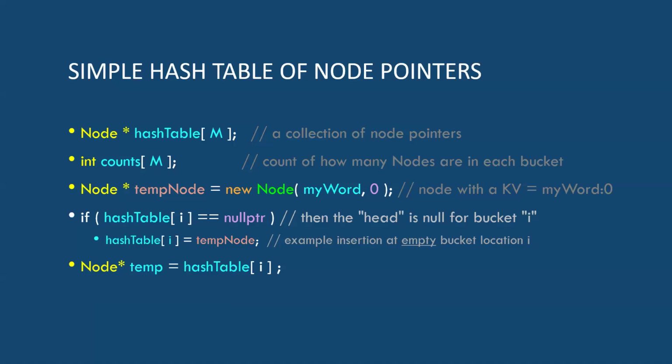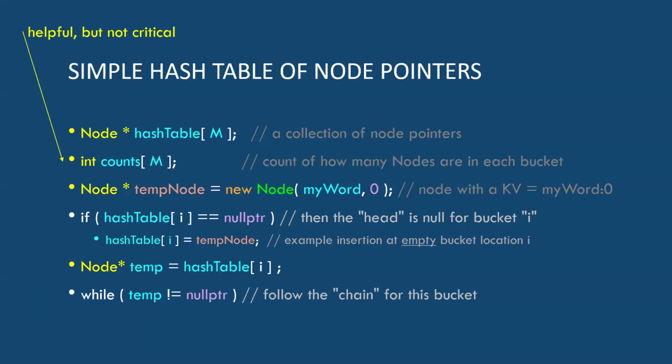So you can grab onto the head like that. You could say Node* temp = hashTable[i], and now you've got a hold of the head pointer for i. It might be null, okay? Or it might be pointing to something, okay? And you can test whether it's pointing to something, and if it is, then maybe you'll go through the list with a while loop, okay?